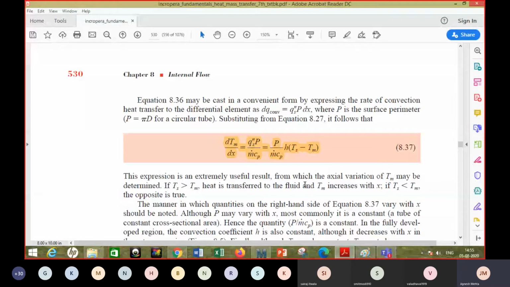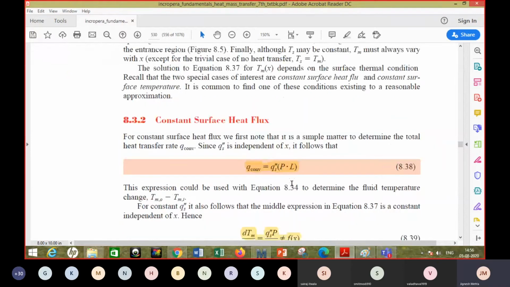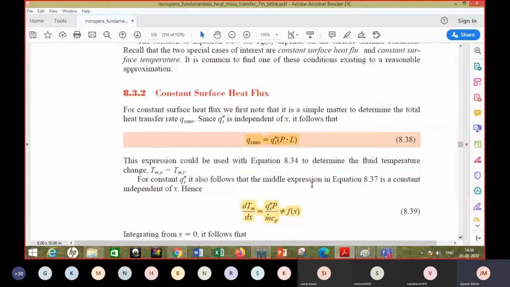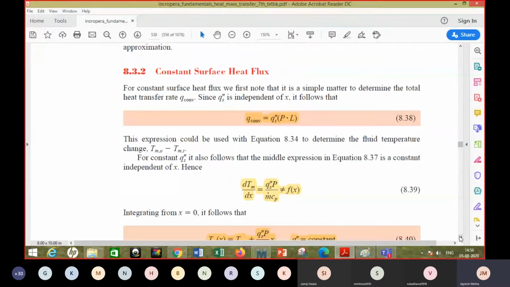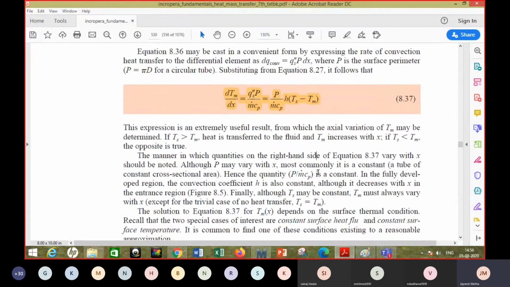So this equation is a very simple equation, but still can be used to get the nature of change of Tm along the length of the tube. If you apply the constant heat flux surface boundary condition, Q convected is nothing but Qs double prime into P into L for the whole length of the tube. For length dx, it would be dx here, right? So dTm by dx is Qs double prime P upon m dot Cp, right? As it was shown here.